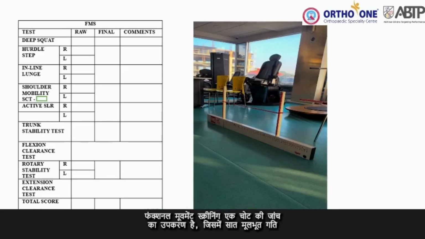Functional movement screening is an injury screening tool which includes seven fundamental movement patterns, and it includes the overhead deep squat, hurdle step, inline lunge, shoulder mobility, active straight leg raise, trunk stability test, and rotary stability test.